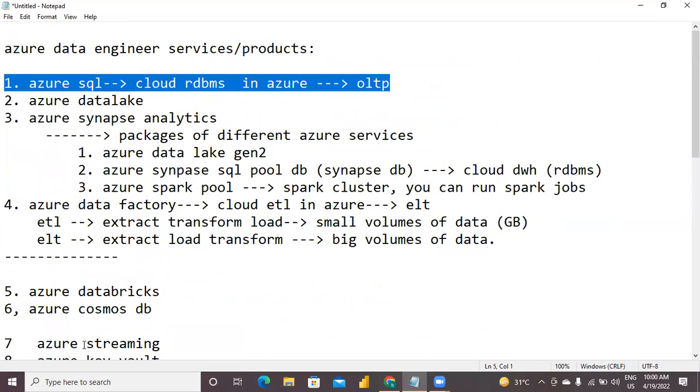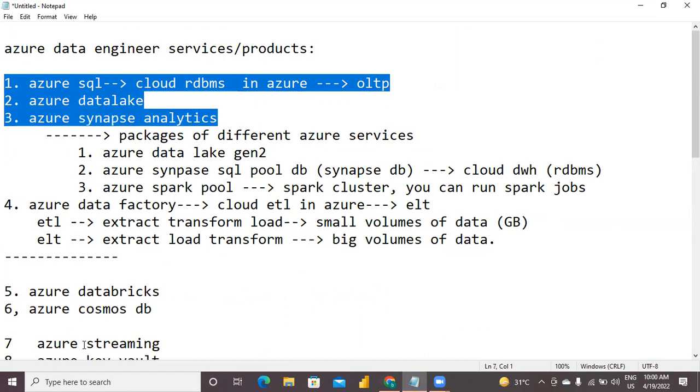Can I store data into Azure SQL? You can. End user transactions can be stored into Azure SQL. And data lake, all my structured data, unstructured data, semi-structured data, I can keep into data lake. And I have a warehouse environment, which is Synapse DB.